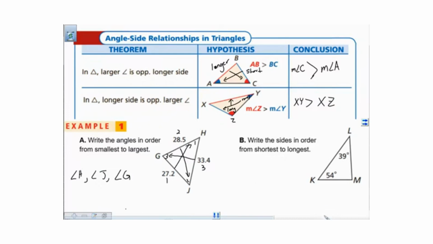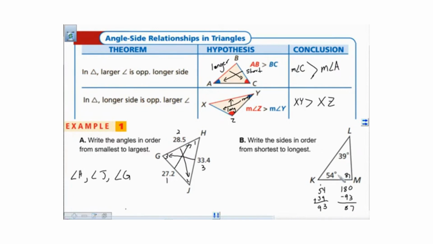Our next one, we need to compare our angles first, so we need to find the missing angle in our triangle. Remember, to find your missing angle in your triangle, you add the two angles that you know together, and then you subtract that from 180. Which gives us 87 degrees here.